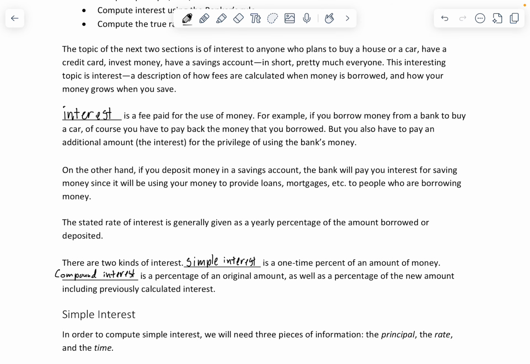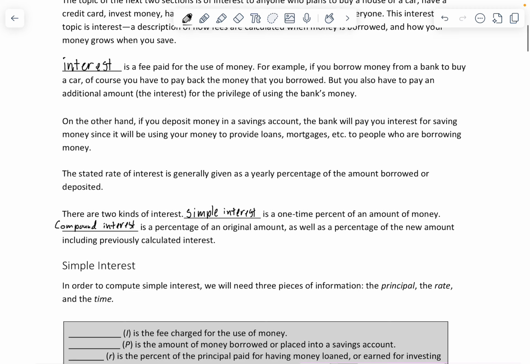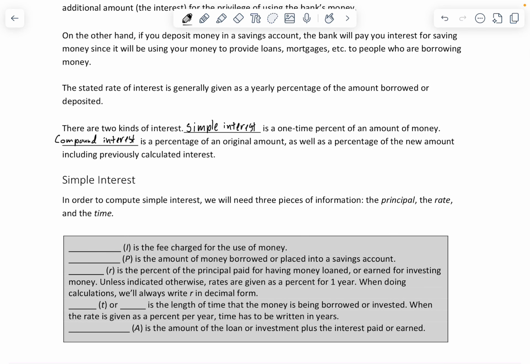In order to compute simple interest, we will need three pieces of information. We need to know the principal, the rate, and the time. Let's define those terms. Interest, which in our equation we use I to represent, is the fee charged for the use of money. The principal, which we represent using a capital P in our equation, is the amount of money borrowed or placed into a savings account.